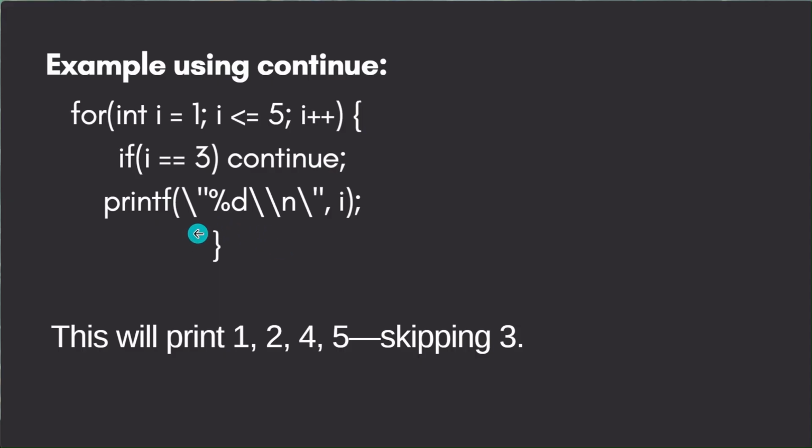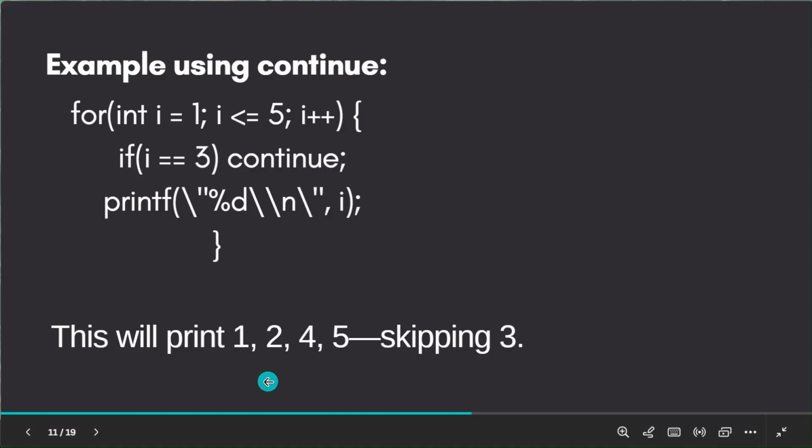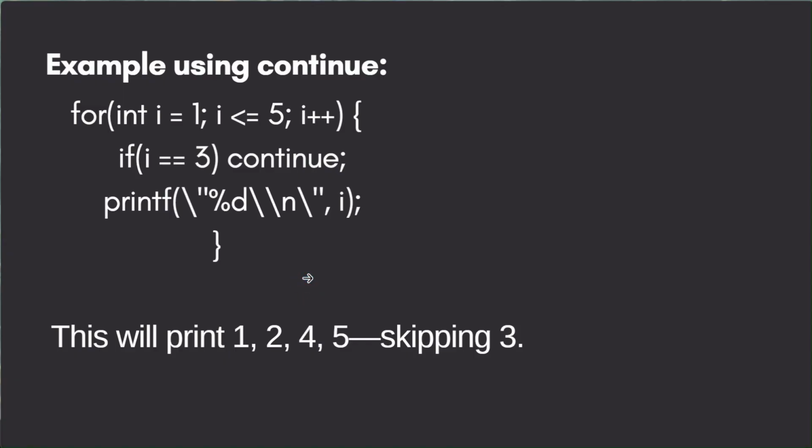This printf line prints the value of i followed by a new line \n, but it only executes if i is not equal to 3. So this gives us the output of 1, 2, 4, and 5 by skipping the 3. Why is 3 missing? Because when i becomes 3, the continue skips the printf line, so it doesn't get printed.